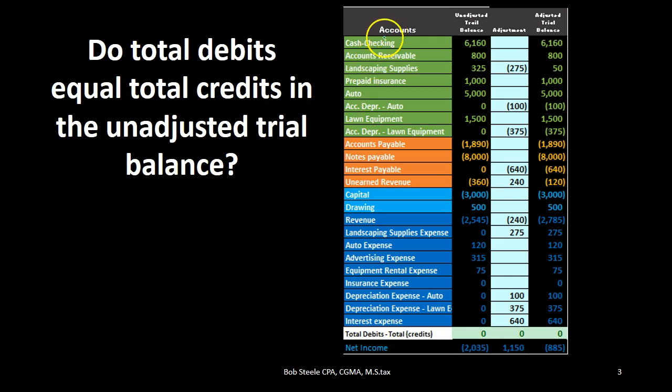Once again, we have our accounts, we've got the unadjusted trial balance, we have the adjustments, and then the adjusted trial balance. This will show us very quickly, if we put this information into our trial balance, we can see very quickly that it is in balance.